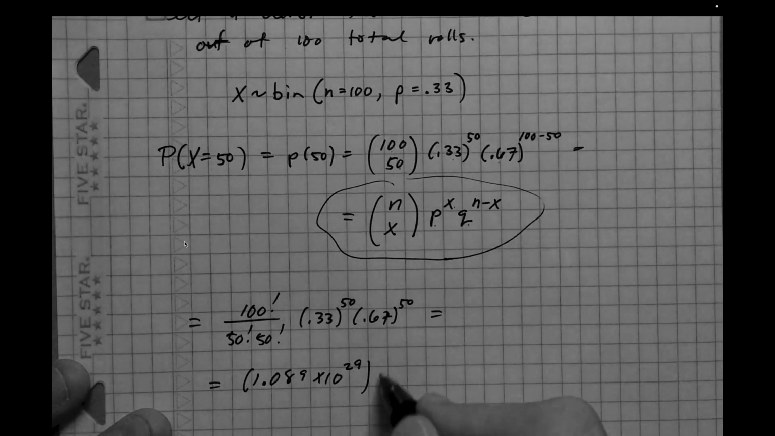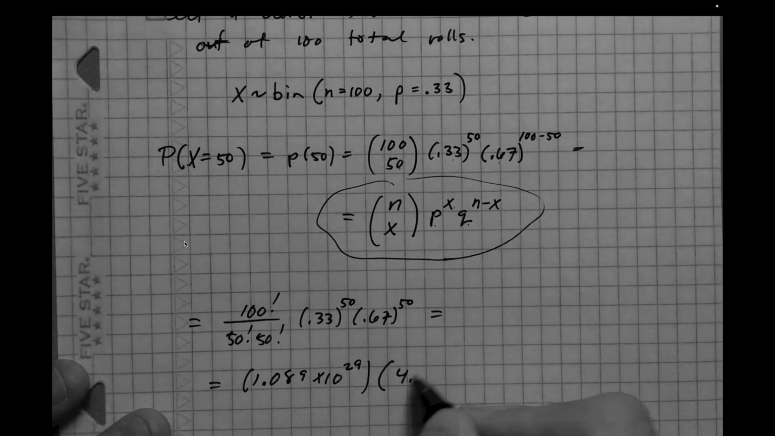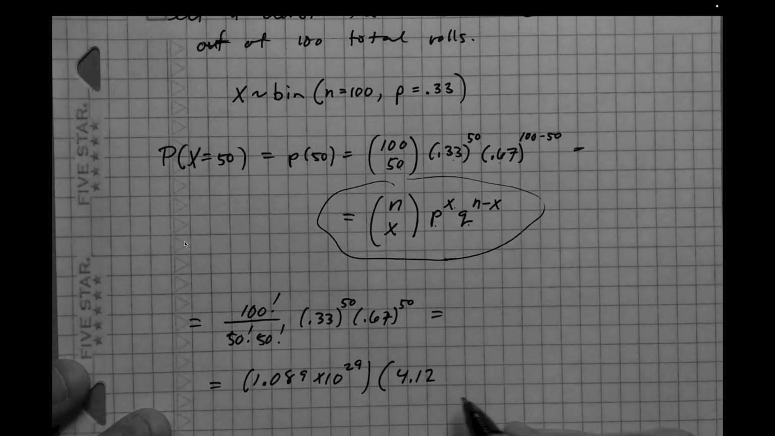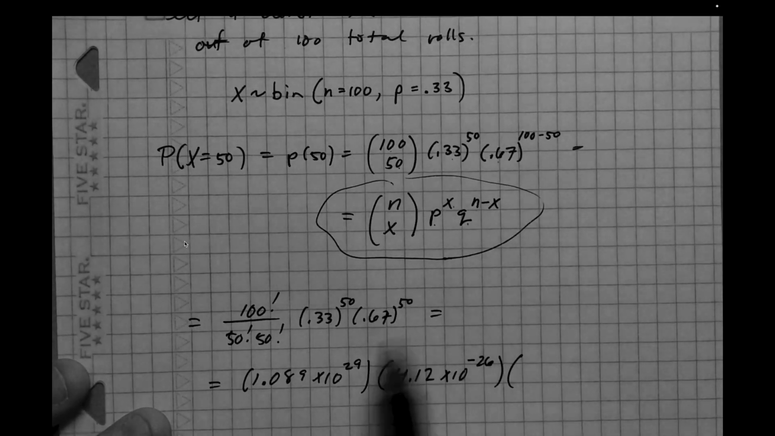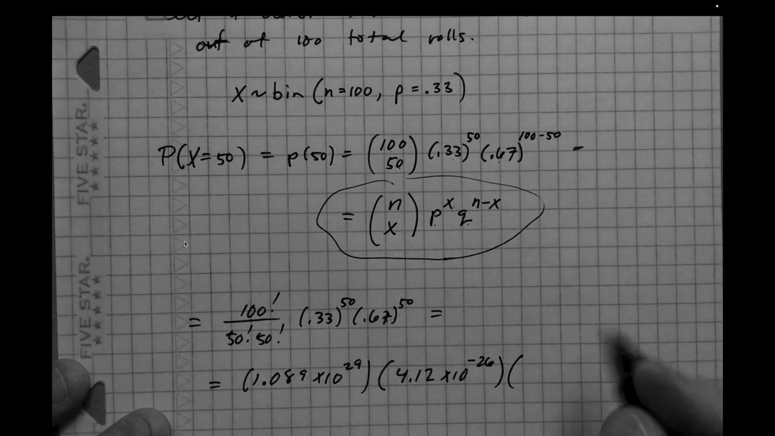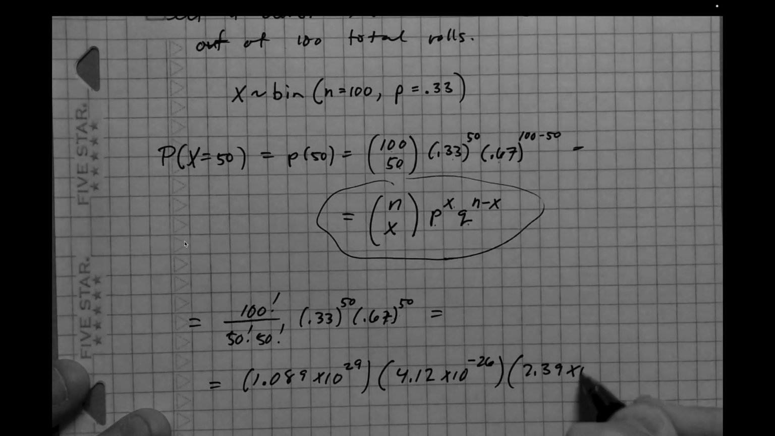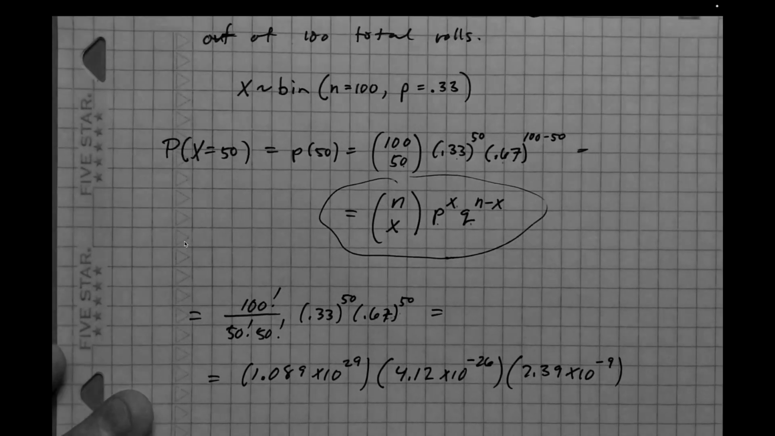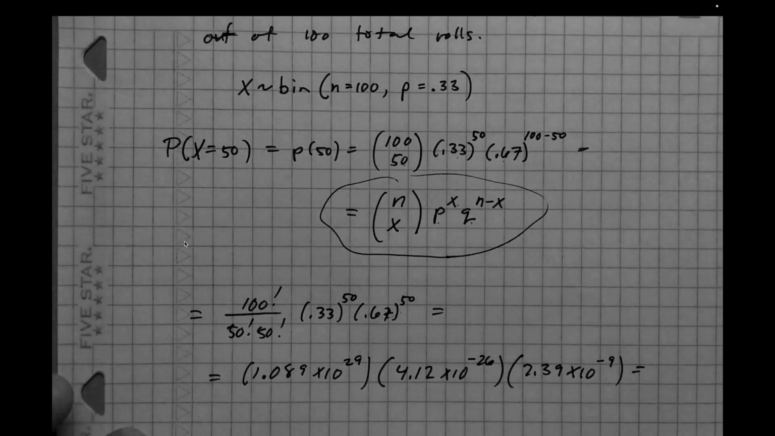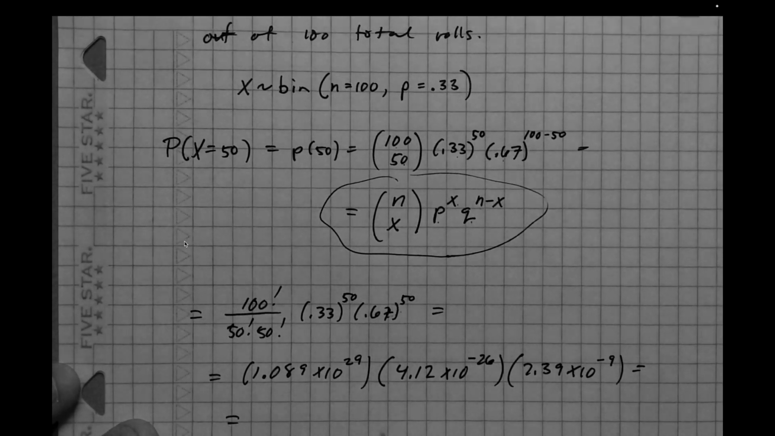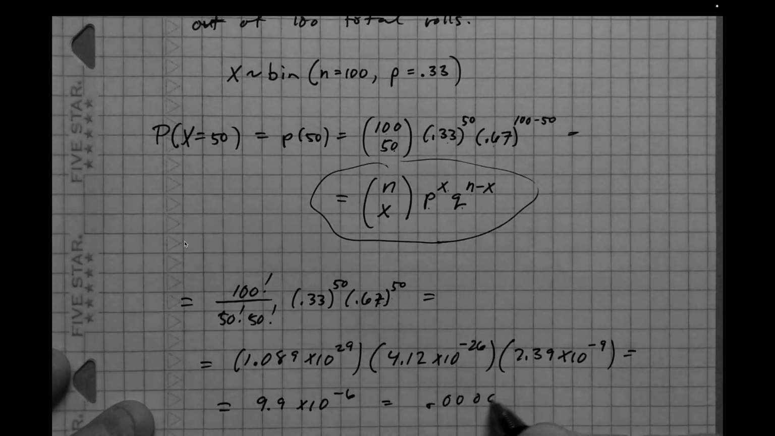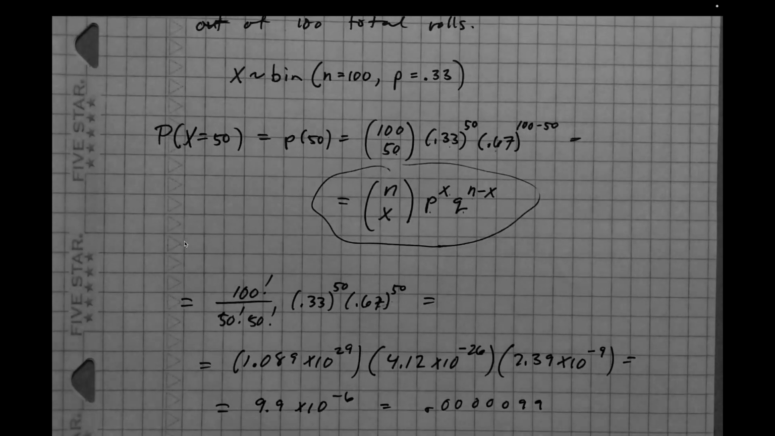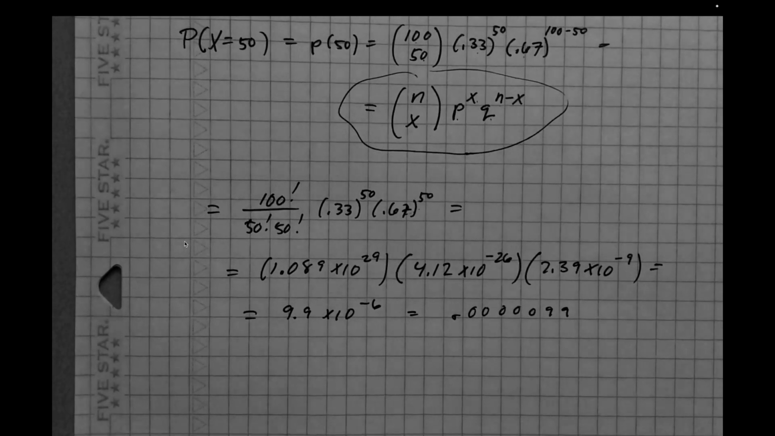The success probabilities are 0.33 to the 50th. That's going to be 4.12 times 10 to the negative 26th power. And then the failures, 0.67 to the 50th power, that's going to be 2.39 times 10 to the negative 9th. And so you're going to obviously want to use a calculator to get all these numbers. But when you do this, you get 9.9 times 10 to the negative 6th power, which is really just 0.0000099. And so it's a very small chance, actually, of getting exactly 50.